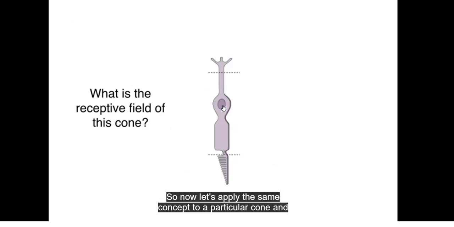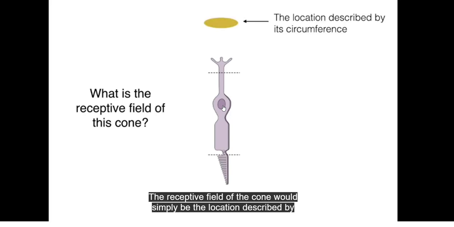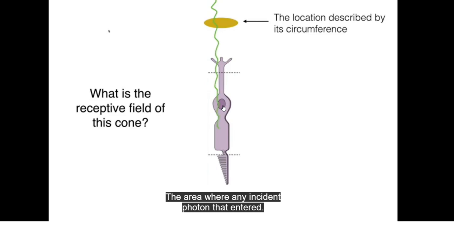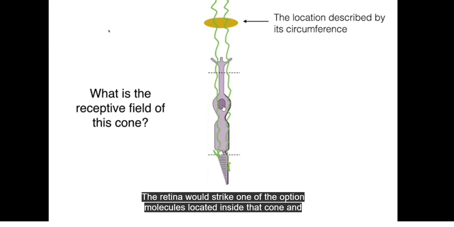So now let's apply the same concept to a particular cone and say, what is the receptive field of this cone? The receptive field of the cone would simply be the location described by its circumference, because that would be the area where any incident photon that entered the retina would strike one of the opsin molecules located inside that cone and be able to modulate the activity level of that cone.